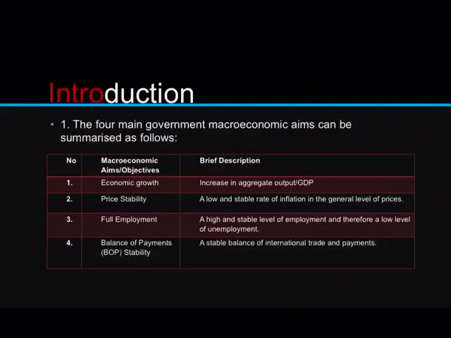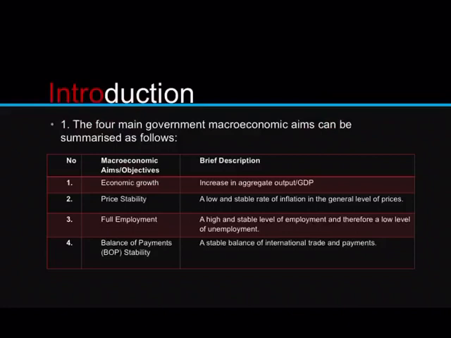The fourth objective you will learn in section 6, the last chapter of section 6, which is chapter 36. So for now, you need not worry about the idea of balance of payments. For now, you must know we're going to work on the first 3 macroeconomic aims, which are economic growth, price stability, and full employment. Let me give you a brief description of each macroeconomic aim.